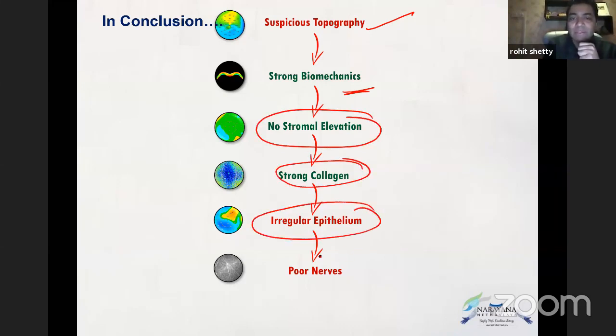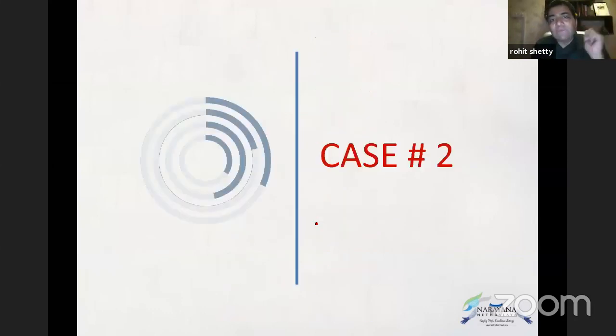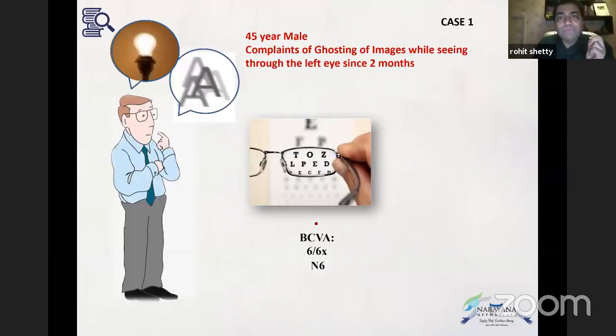It was an irregular epithelium because the nerves were poor. So this is the flow of this case, and everything falls into a pattern, and only if it falls into a pattern because we were able to image the stroma and the epithelium in a different way. Case number two, ghosting of images, a 42-year-old male, very interesting.